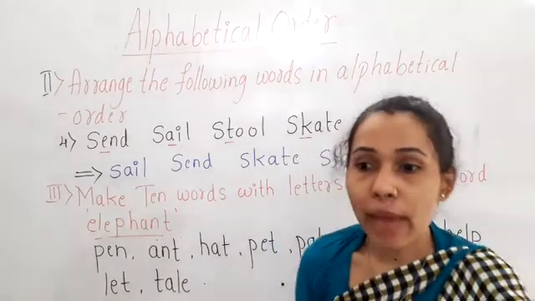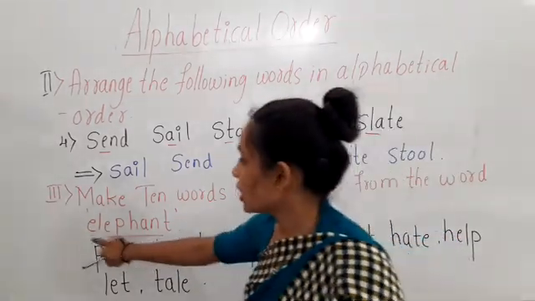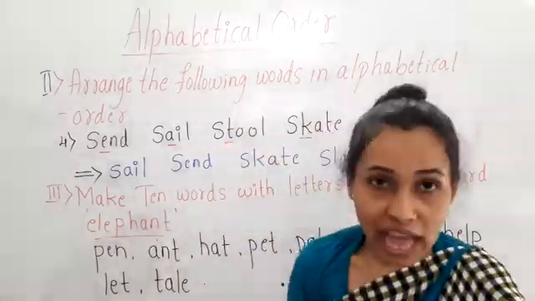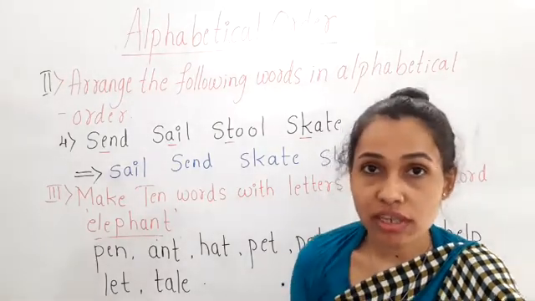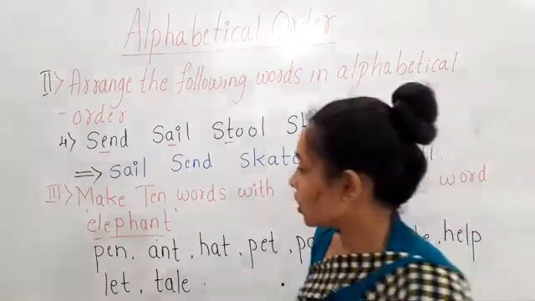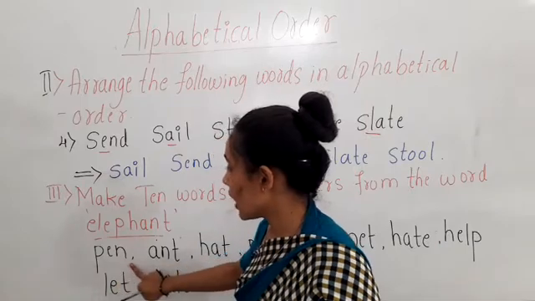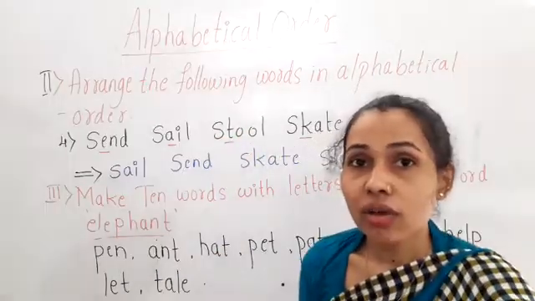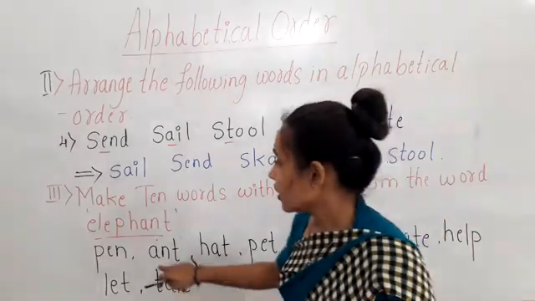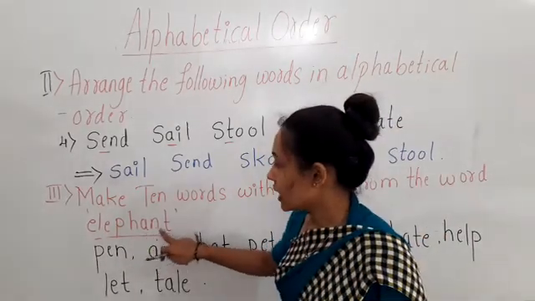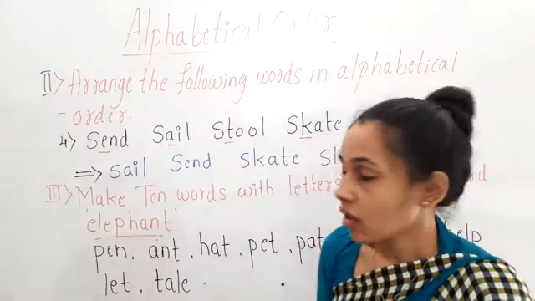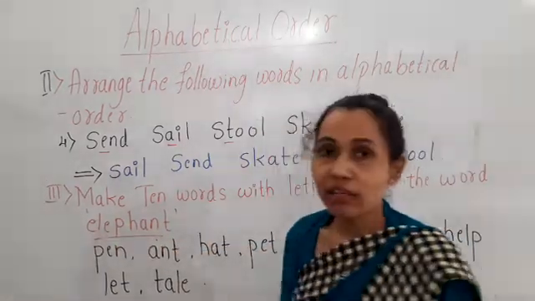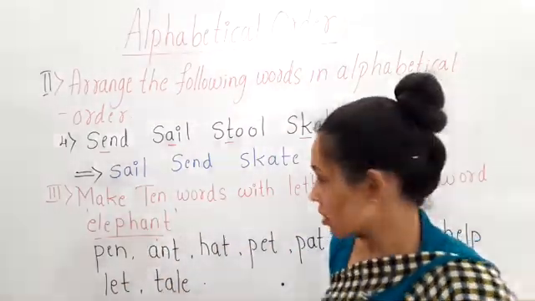PEN. Pen. By using these letters, we have to create new words. 10 new words. So here I have created PEN. Pen. So this is a different word. Then ANT. Ant. By using these letters only, we have to create different words.